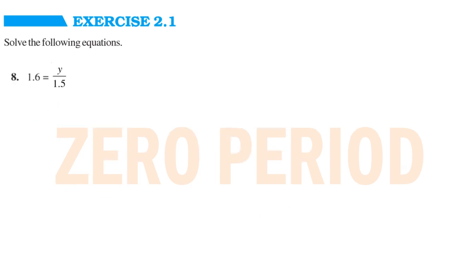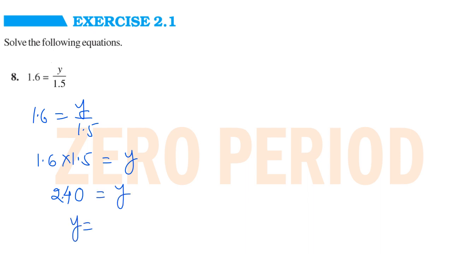This is the 8th question. 1.6 is equal to y upon 1.5. The change is only that decimal numbers are here. Now you can write the question 1.6 is equal to y upon 1.5. That 1.6 and 1.5 can be multiplied. If you multiply this, what will you get? 15 sixes are 90, 0 came, then 15 into 1, 15, 5, 4. It should be 2.4. 2.4 is the answer.